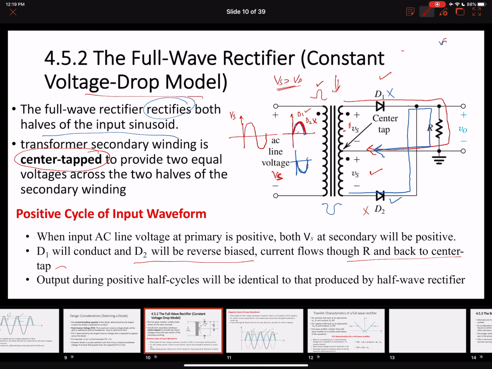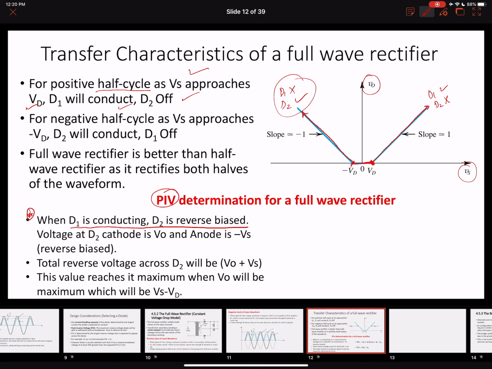In the positive cycle, D2 is off and D1 is conducting, so the voltage appearing at this terminal of D2 is V0. At the other terminal we have a negative Vs. So the total reverse voltage will be V0 minus (negative Vs), so it will be V0 plus Vs. This is the total reverse voltage appearing across diode D2. When D2 is reverse biased, at its cathode the voltage is V0, and at its anode it is minus Vs, because it is a positive cycle. So the total reverse voltage across the diode is V0 plus Vs.